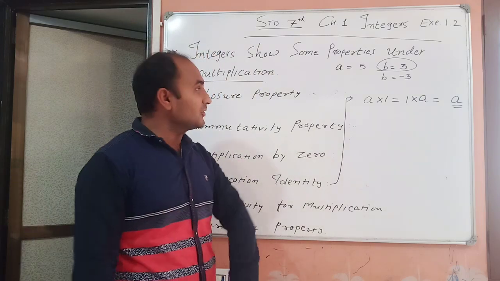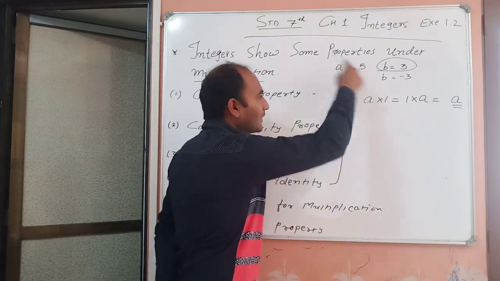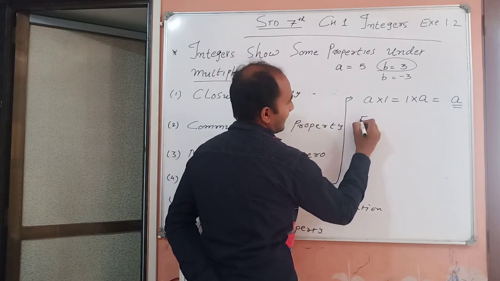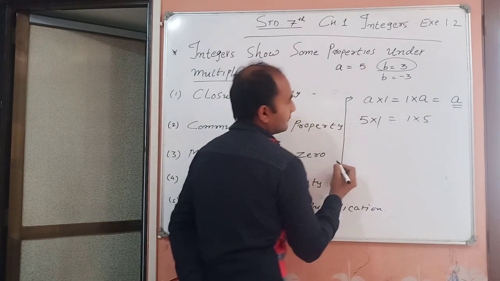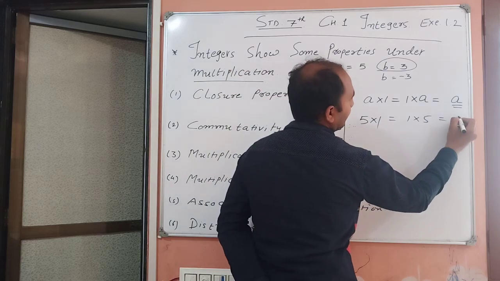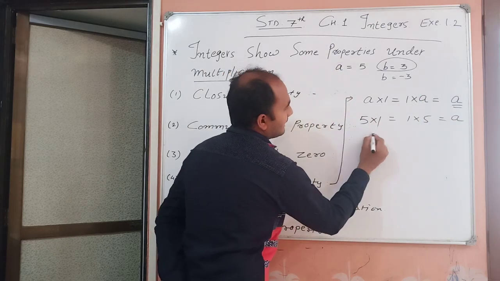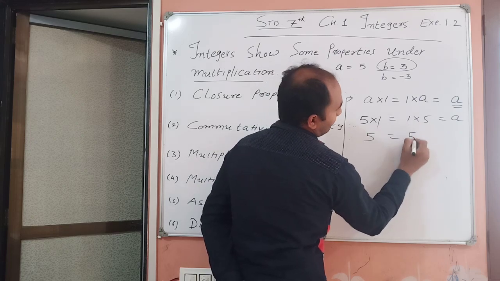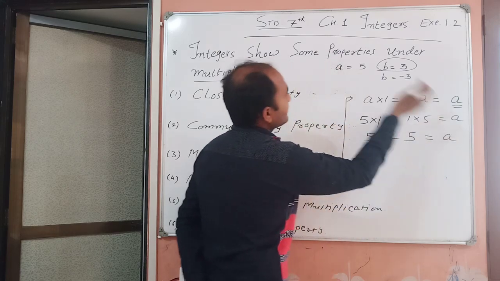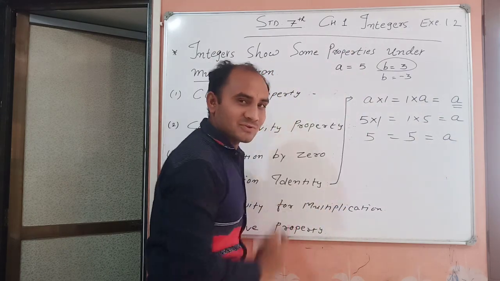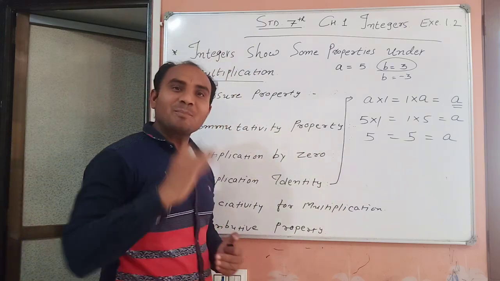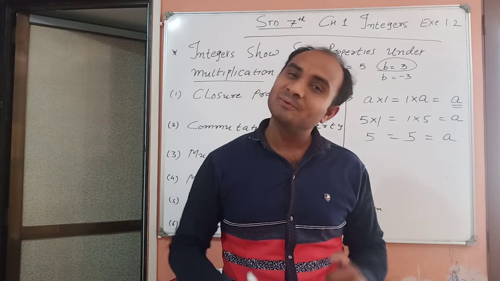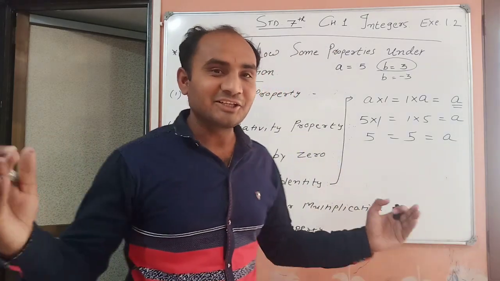What is the value of A? A is equal to 5. So 5 into 1 is equal to 1 into 5 is equal to A. 5 ones are 5, 5 ones are 5, and A, what is the value of A? 5. So it is proved that any integer multiplied by 1 gives the same integer.